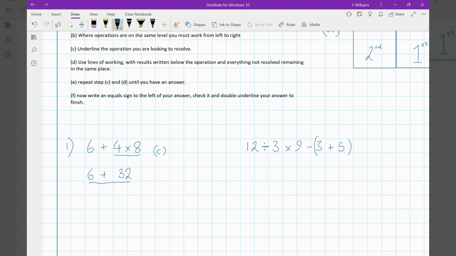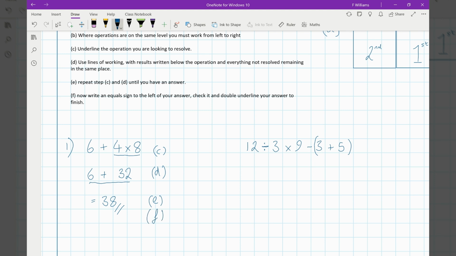E says repeat step C and D until everything is resolved. Quite simply here, I've got 6 plus 32 left over. And then I will write an equal sign to the left of my answer. I'll do 6 plus 32, which is 38. And then I'll check it. So am I happy with 4 times 8 is 32? Yes. 6 plus 32 is 38. Yes, I'm happy. I've checked it. And I'll double underline my answer. So E and F has been resolved there.